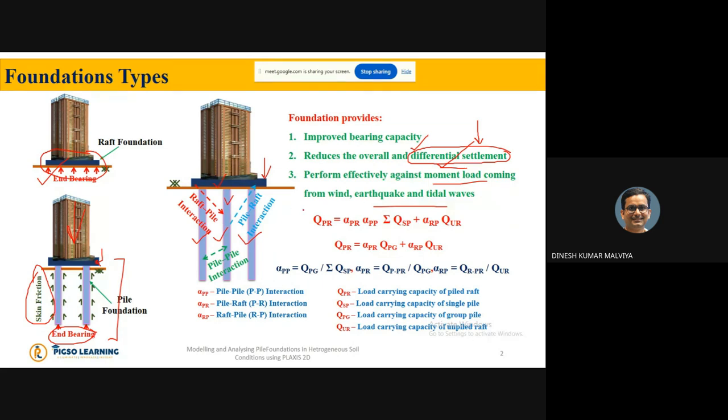So these are some of the empirical relationships which have been developed to calculate the load carrying capacity as well as the interactions between these special types of foundations. You can use these empirical relationships available in the literature to quantify the load sharing between the pile and the raft.